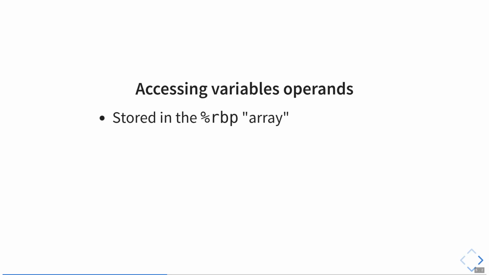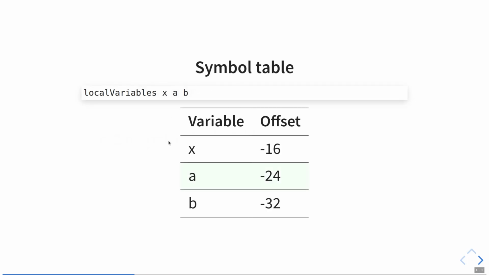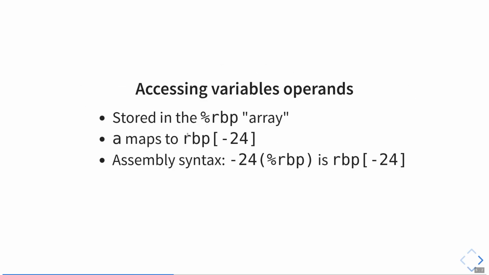So to support accessing operands, the left and right hand side of an operator, we're going to be using the symbol table to tell us what offset to access them from, and we're going to be treating the base pointer sort of like an array in C almost for getting the offset of those variables. So for instance, if A, as we saw earlier, is at offset -24, then the way you'd write this in C is with brackets after RBP, -24. But in assembly, what we're doing instead is -24 and then in parentheses %RBP. So you just kind of flip the syntax around.